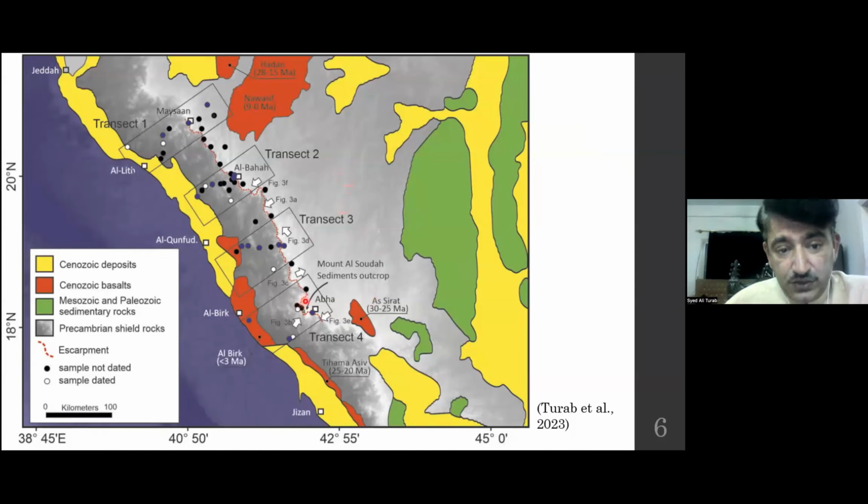A noteworthy thing in this map is the single outcrop of Nubian sandstone, which was found in the field near the location of Mount Al Suda, which is the highest peak of Saudi Arabia. This is a single outcrop only a few square kilometers in size, and this places tight constraints on the exhumation related to the escarpment evolution.